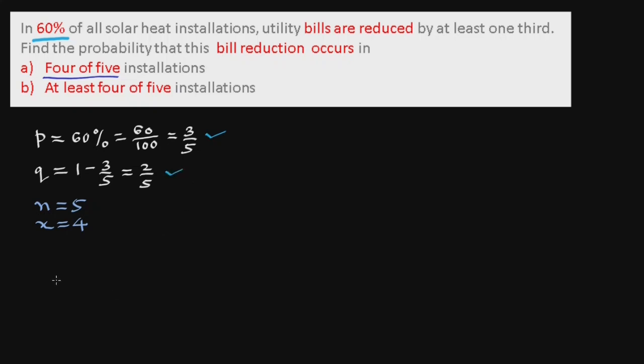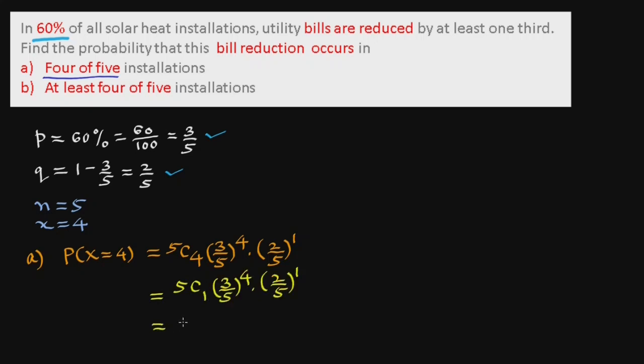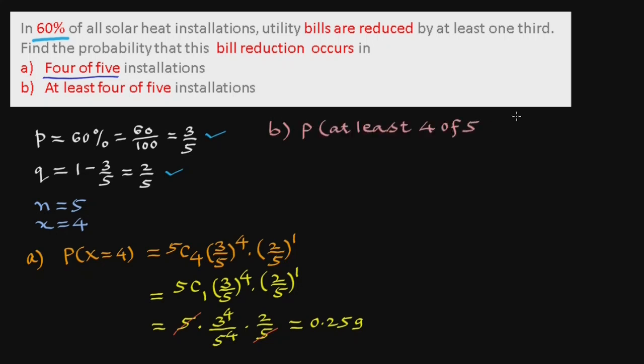So to find bill reduction in 4 of 5 installations, it will be P of x equals 4, which is 5c4 (3 upon 5) raised to 4 into (2 upon 5) raised to 1. Now 5c4 is same as 5c(5 minus 4), 5c1, which is 5. 5 into 3 raised to 4 upon 5 raised to 4 into 2 upon 5, which is 0.259.